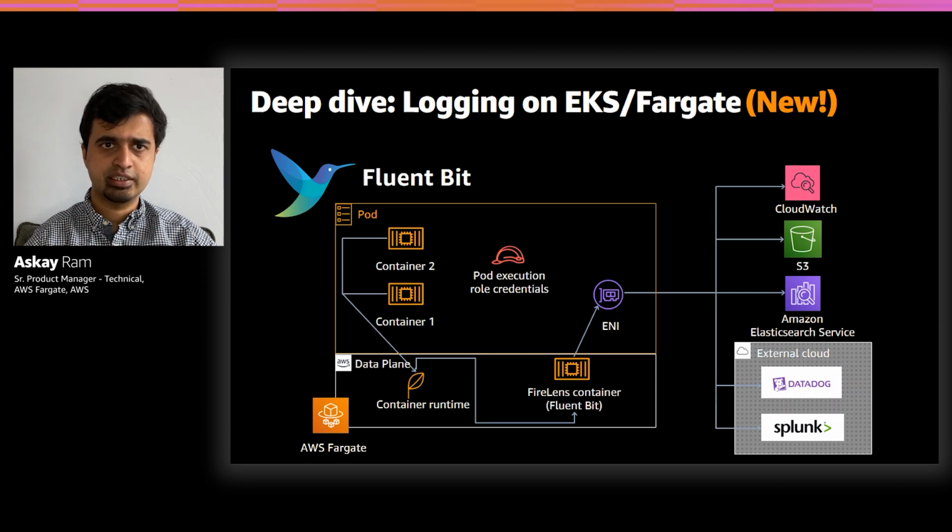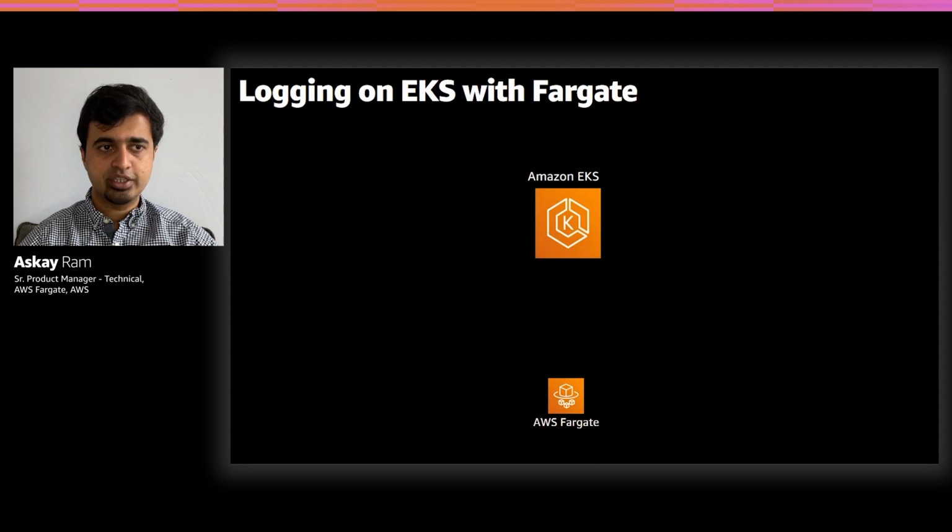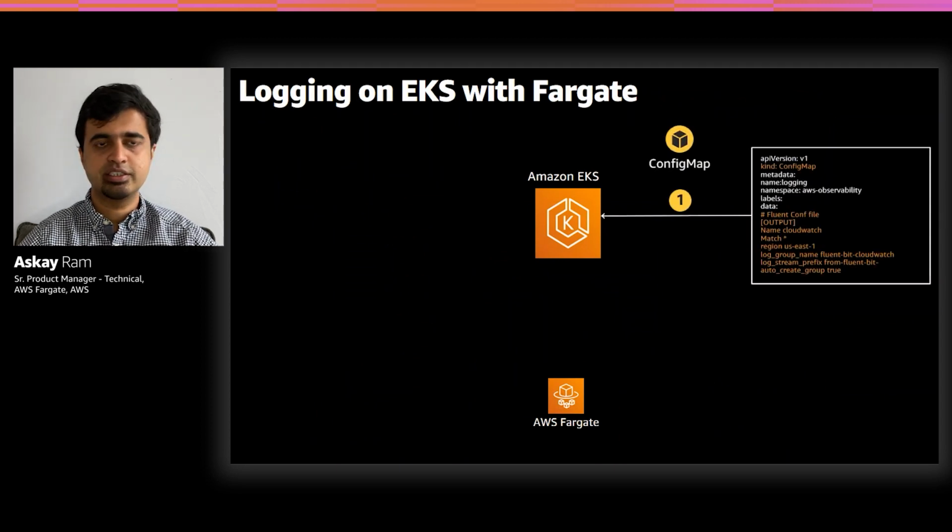So given this, let's see your experience with EKS on Fargate and your logging experience. You start with the config map. The step 1 remains the same. As I said, I want to keep things consistent, and that's what customers told us across EKS on EC2 and EKS on Fargate. Your config map remains as is. Your fluent conf remains as is. You're fluent with these languages, just remains as is.